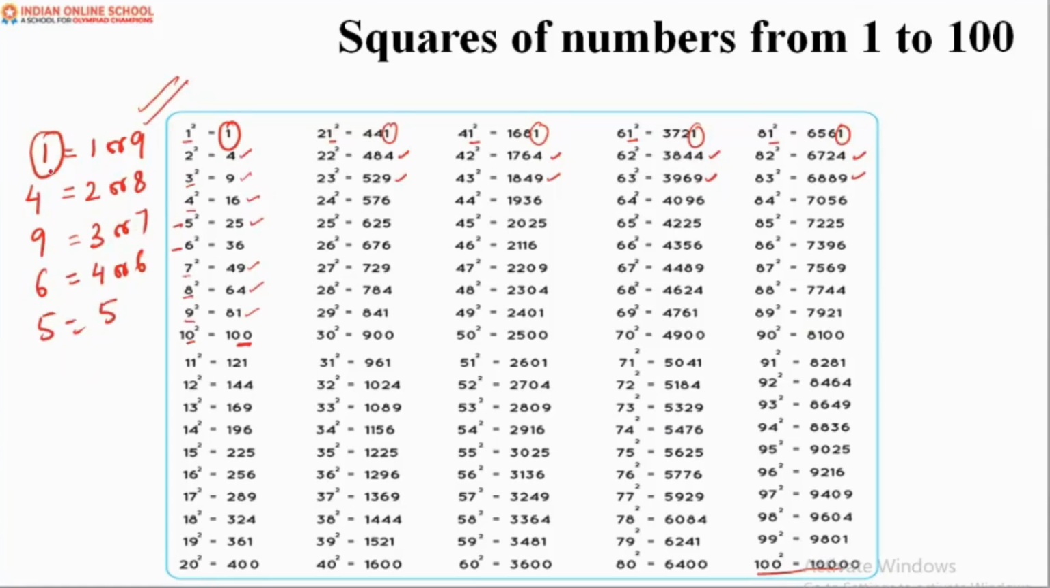Now you can see we are excluding some of the digits over here. We have counted 1, we have counted 4, we have counted 9, we have counted 6, we have taken 5, we have taken 00. Few of the digits are there which we have left. Can you tell me those digits? Everyone, I'm asking all.